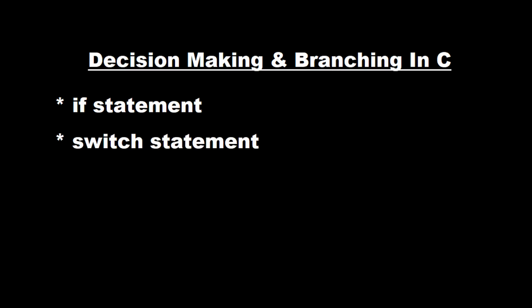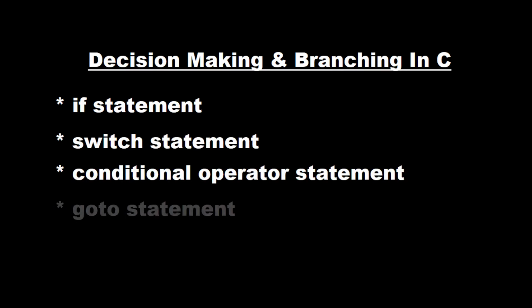So, what is decision making and branching? Decision making is about deciding the order of execution of statements based on certain conditions, or repeating a group of statements until certain specified conditions are met. C language handles decision making by supporting the following statements: the if statement, the switch statement, the conditional operator, and the goto operator. So these are the four types of decision making statements used in C, as I told you.